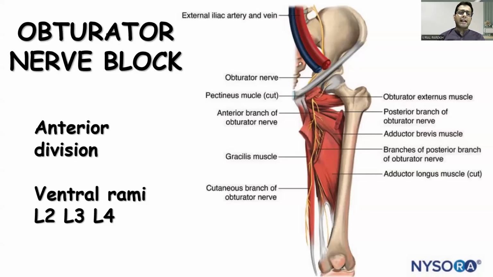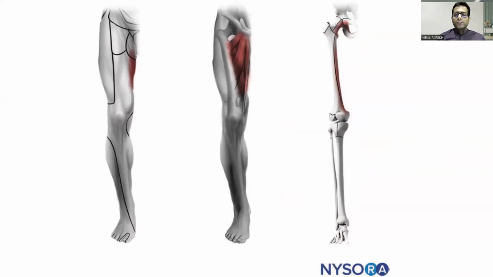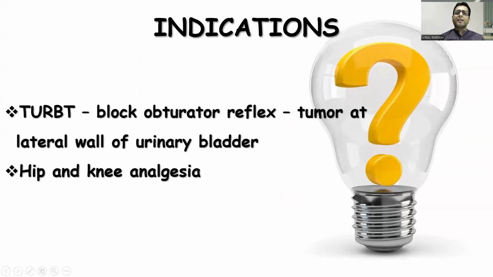It is derived from the anterior division of the ventral rami of L2, L3, L4. It comes out of the obturator foramen and then gives an anterior and a posterior branch. So this is the dermatomal, myotomal, and the osteotomal coverage. As we can see, it covers the medial aspect of the thigh and mostly the adductor muscles and the medial aspect of the femur.